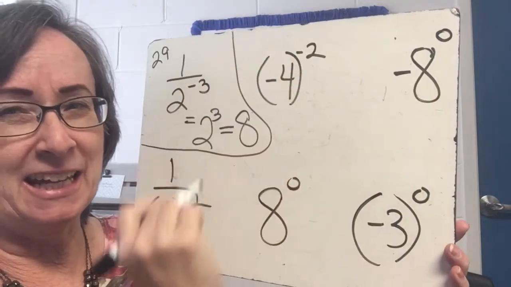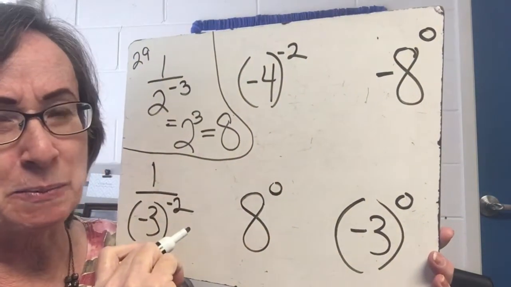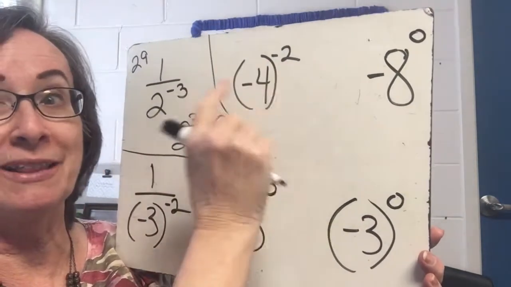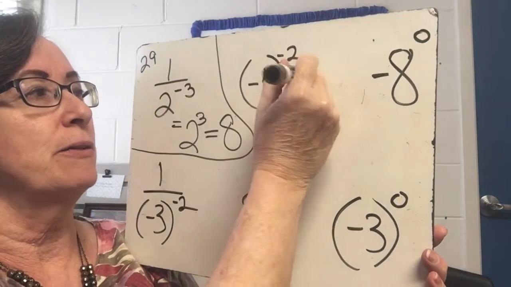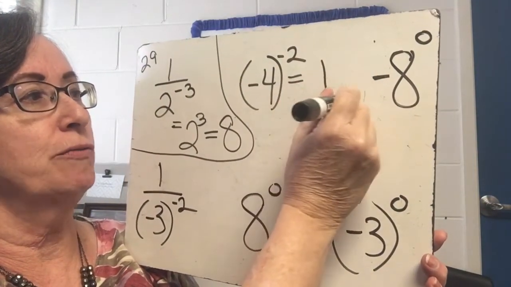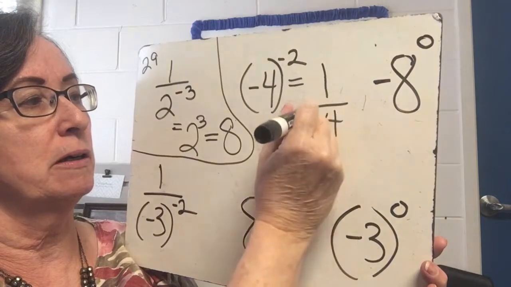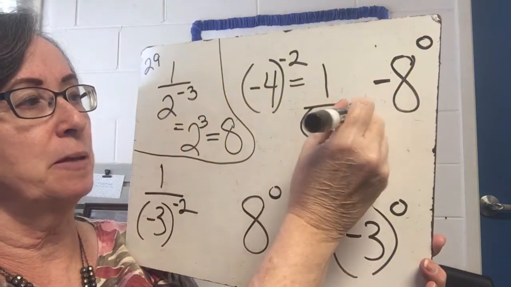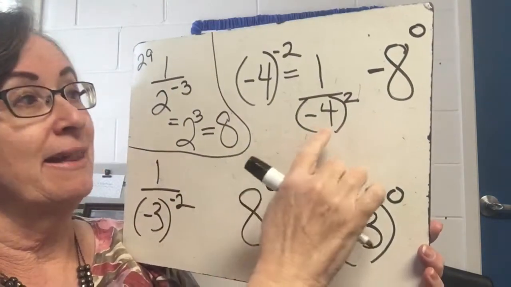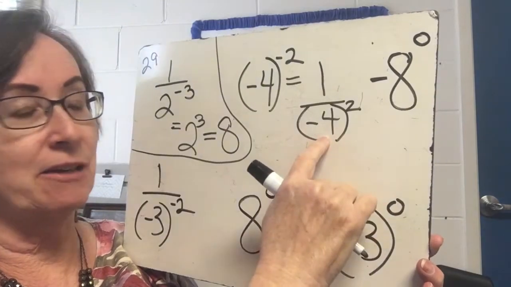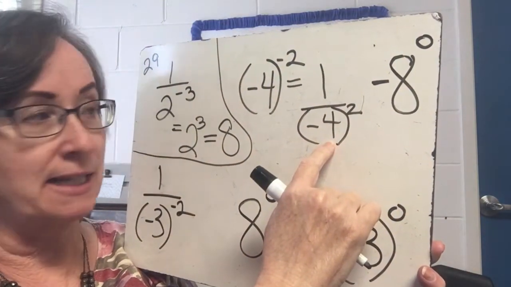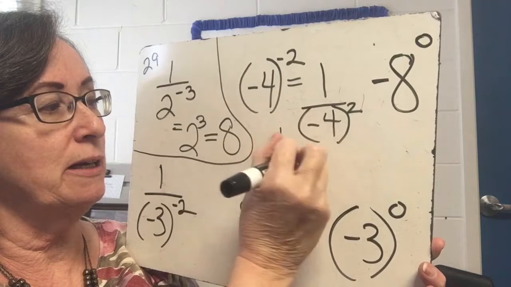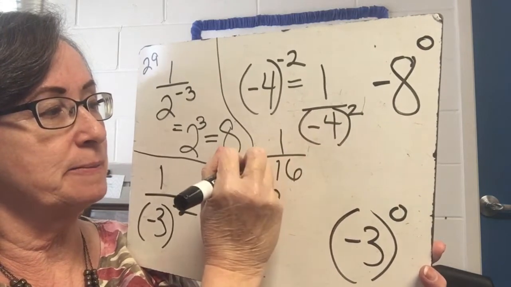Negative 4 to the negative 2. Again, that negative 2 gives us problems, so we're going to get the reciprocal. So this is going to be 1 over negative 4 to the second power. That's easy to evaluate because negative 4 times negative 4 is positive 16, and the answer is 1 over 16.